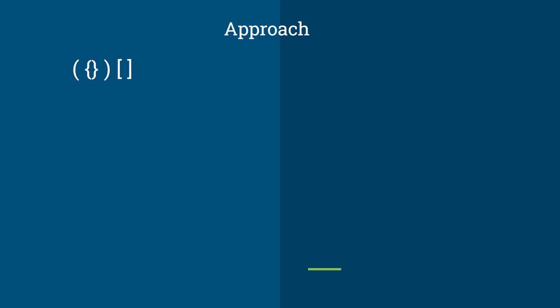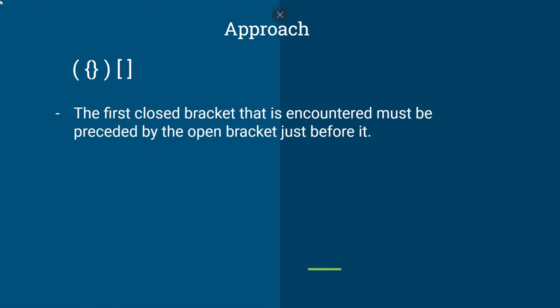For example, we are given a string like this. How are we going to solve it? If you look starting from the left, the first closing bracket should have an immediate opening bracket. That is the most important condition. If that condition is not met, it means that before the closing bracket there is an opening bracket of some other type. This is the first check of invalidity.